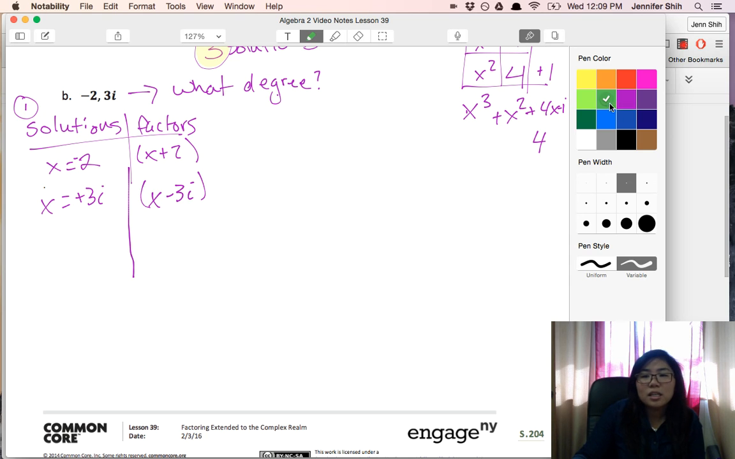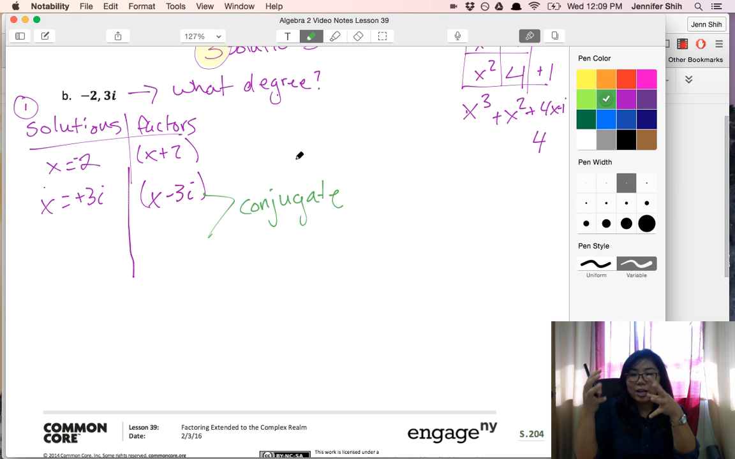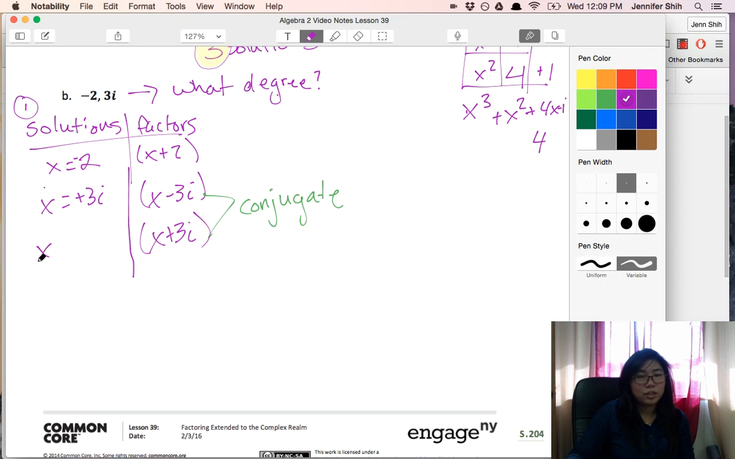We're missing the conjugate. We need a conjugate in order to take our imaginary complex number back into the real world. So what would our conjugate be? Our conjugate would be x plus 3i. And so our solution would be -3i.